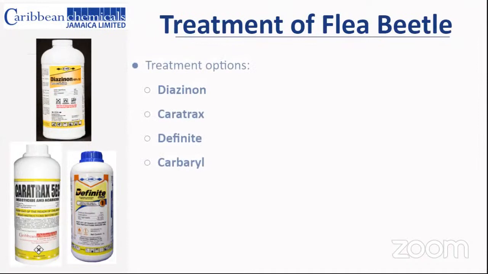Now, the treatment of the flea beetle includes diazinon, Caratrax, Definet, and Carbaryl. Each of these products can be used in rotation at different times. So you can start with the diazinon, rotate through to Caratrax, then to Carbaryl and to Definet. The main thing here though is that if you can keep the adults under control or limit the adults' activity, then you definitely won't have issues with the larvae. Their damage to your tubers would reduce your marketability.